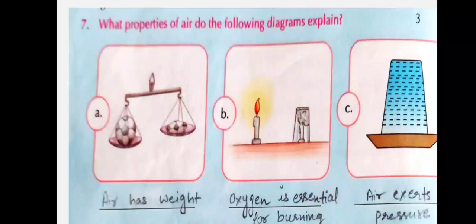Next, third picture, we see in a tub, one glass is kept like this. So it shows pressure. The property: air exerts pressure.